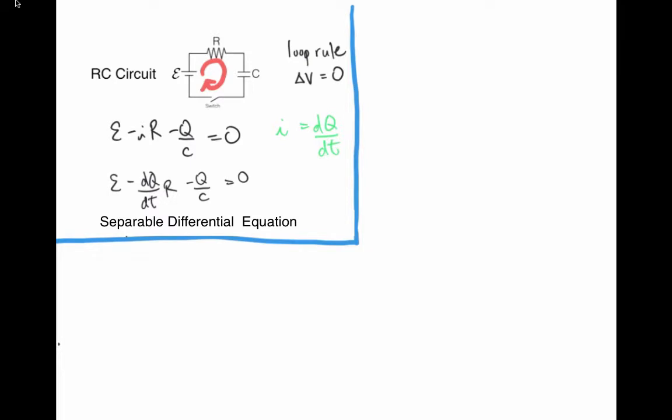The first thing I'm going to do is clean up a bit by moving dQ by dt times R over to the right-hand side of the equation, and I'm also going to multiply through by C. On the left-hand side, that'll leave me with CE minus Q. Then I'll put dt over RC on the left-hand side and collect dQ over CE minus Q on the right.